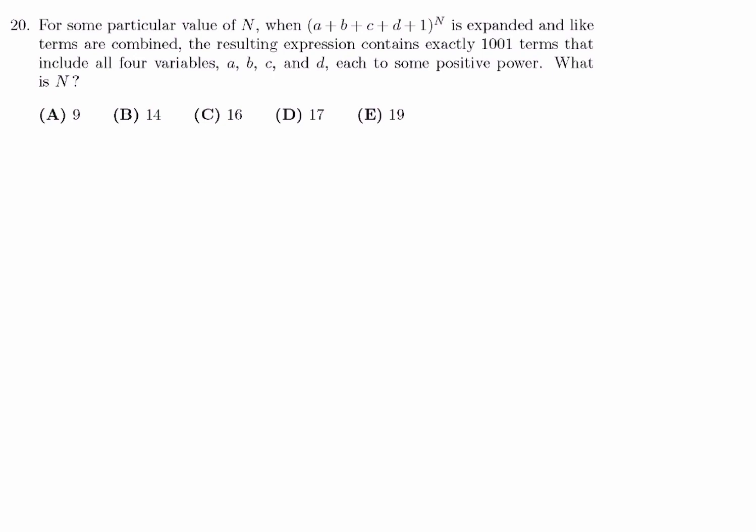For some particular value of n, when (a plus b plus c plus d plus 1) to the power of n is expanded and like terms are combined, the resulting expression contains exactly 1001 terms that include all 4 variables a, b, c, and d, each to a certain positive power. What is n?